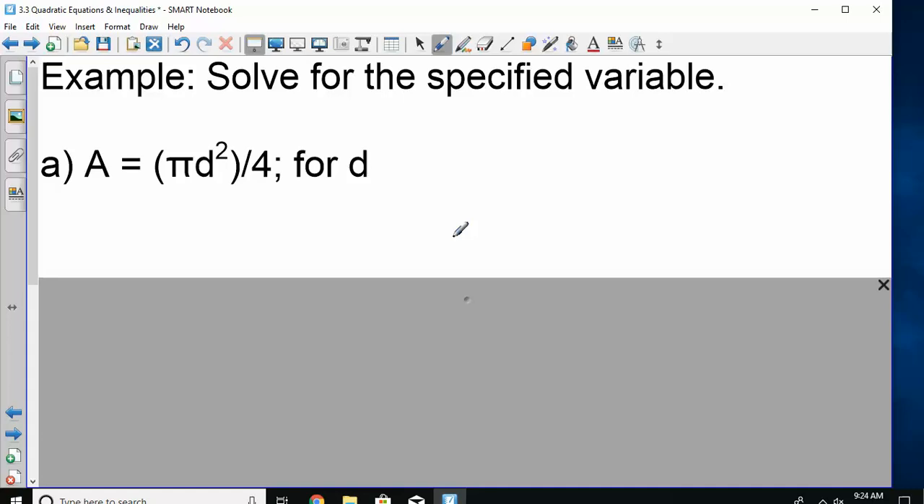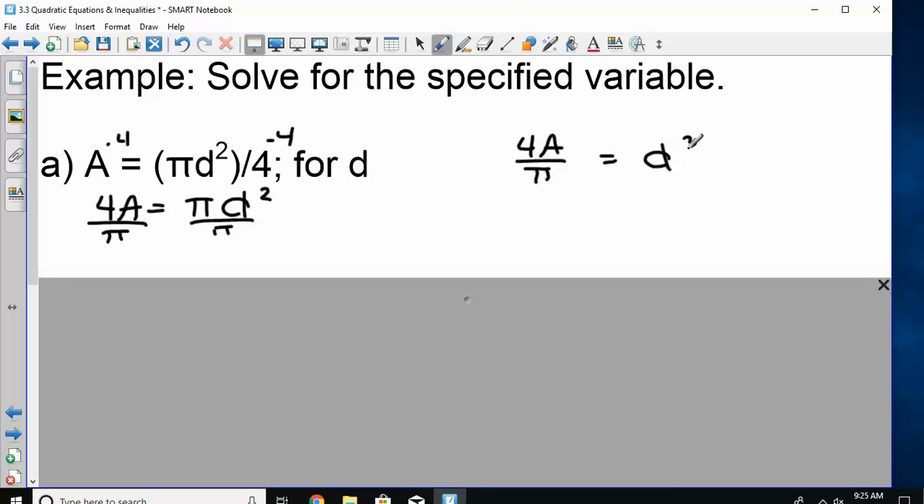Multiply the 4. Okay. So we would have 4a equals pi times d squared. I'm trying to get d by itself, so we would. So I have 4a over pi equals d squared. Now you do the square root. Yep.